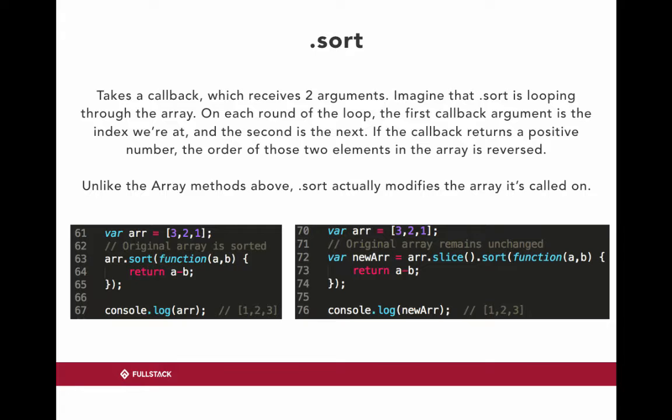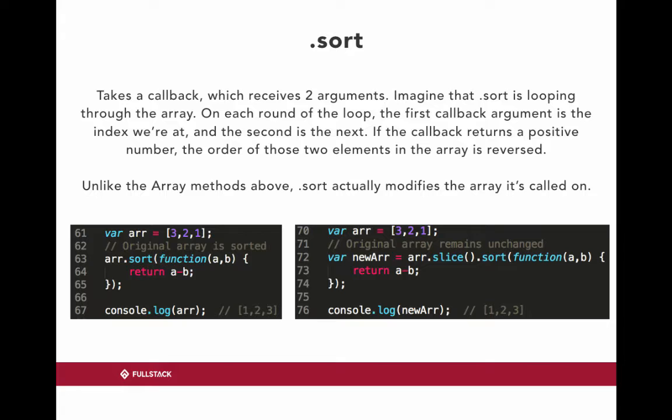If this callback at this moment returns a negative number, these two things stay in the position that they're at. If the callback returns a positive number, .sort switches their position. That's just how it works, and it gives you that functionality so that you can control the order that you wind up with.